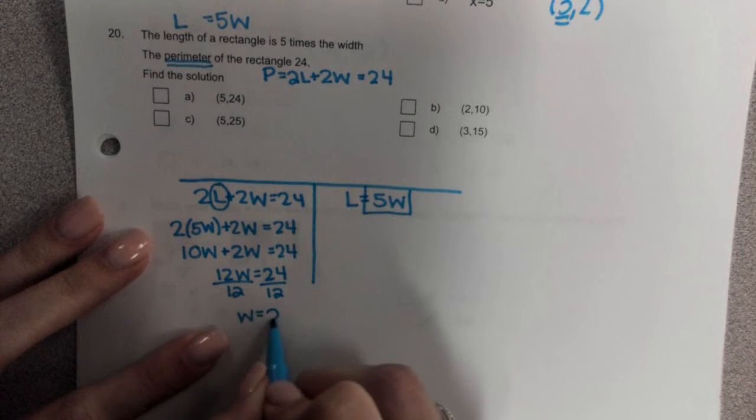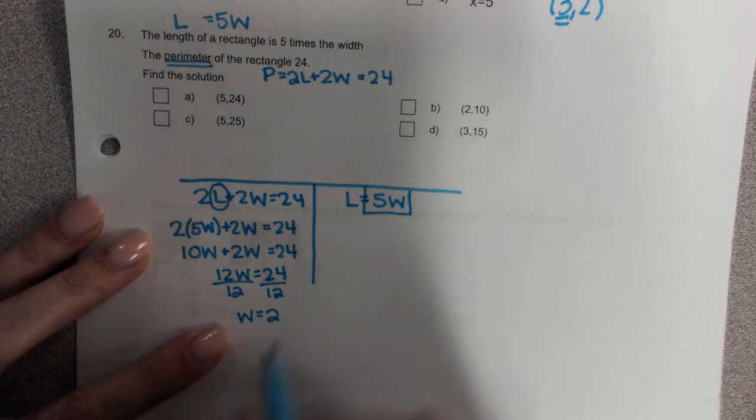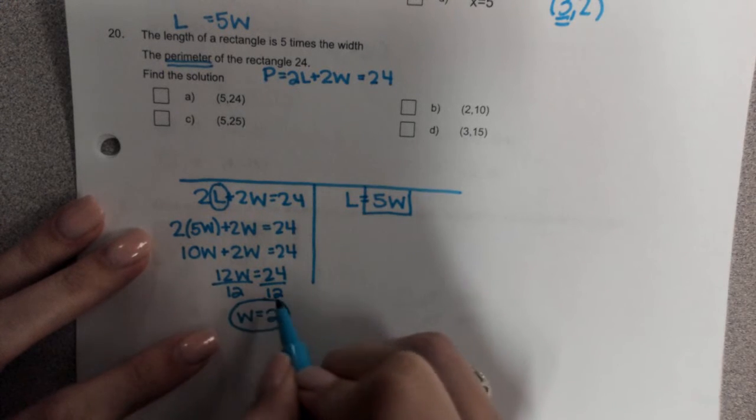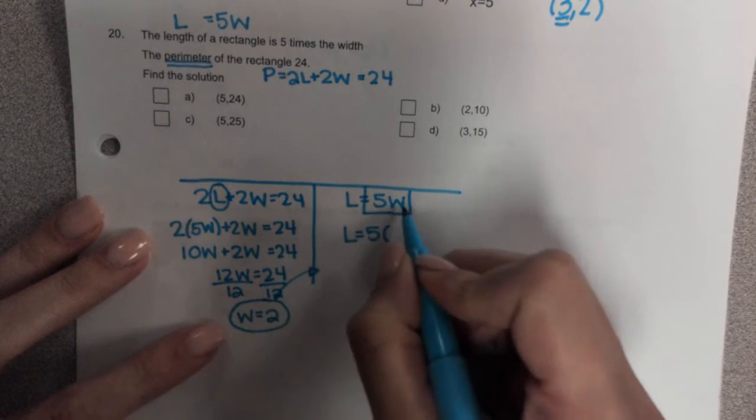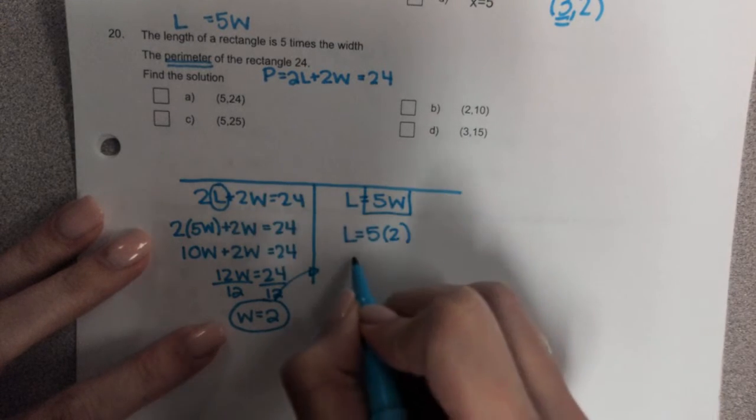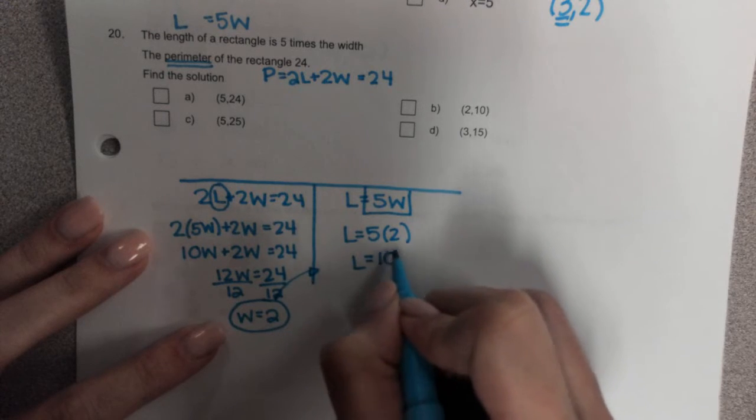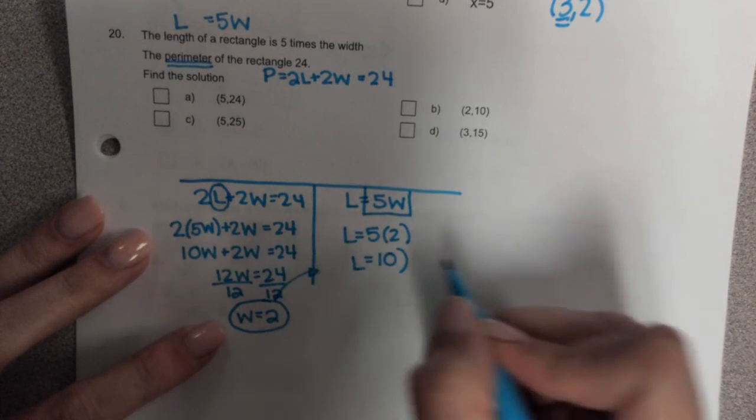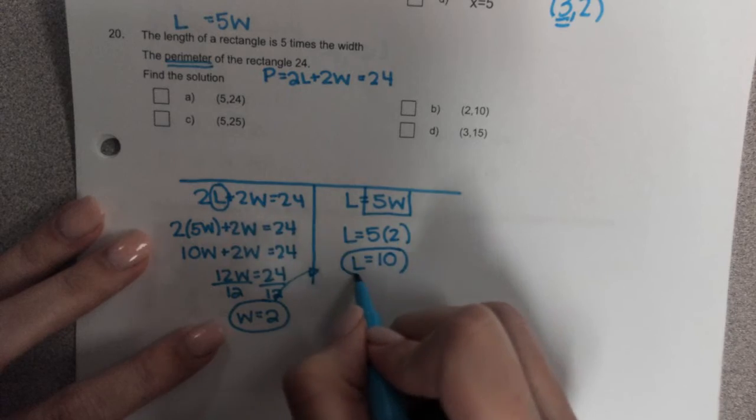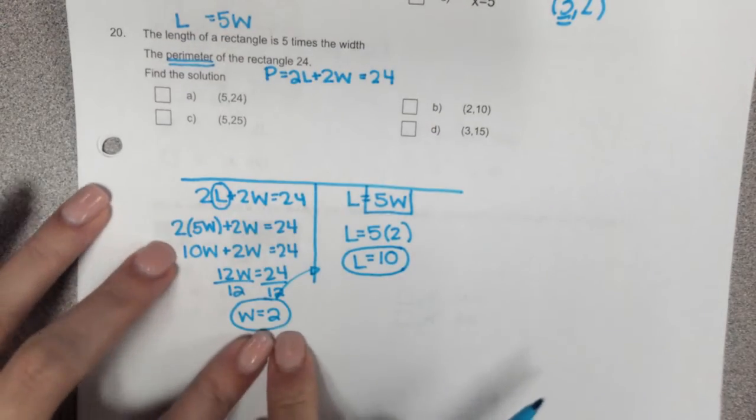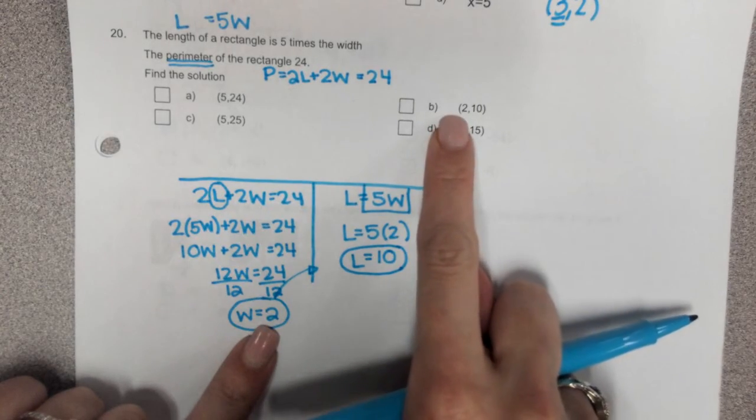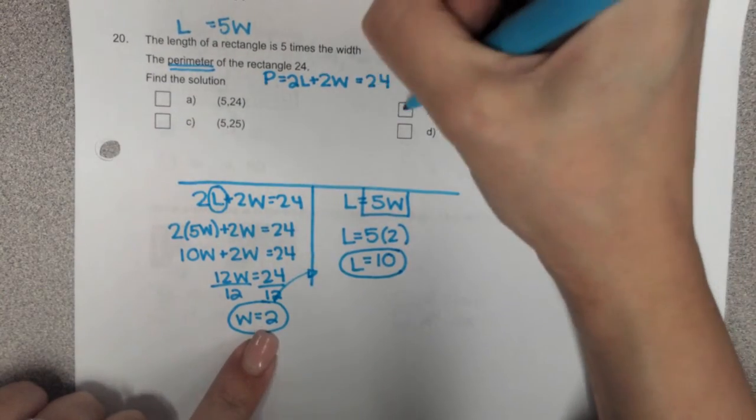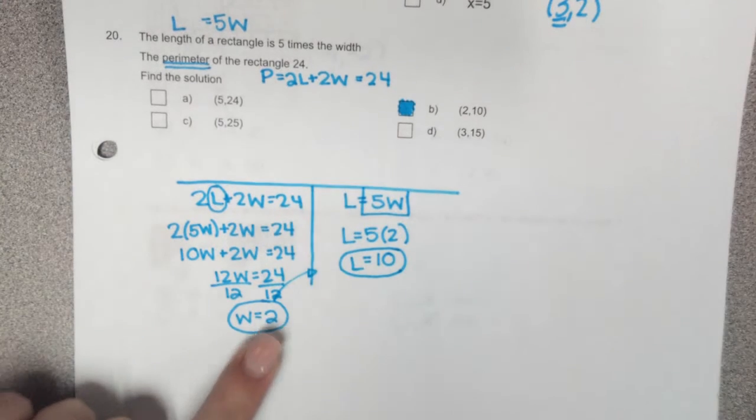So W equals 2. Then you can take Jack and put him back in the box. So L equals 5, instead of W, we've got 2. So the length equals 10. I don't know why I put that parentheses there. We'll just circle it. Yay! So my solution has to have the 2 and the 10. So I'm going to guess it's this one, and they probably used X and Y instead of W and L. Here's your solution.